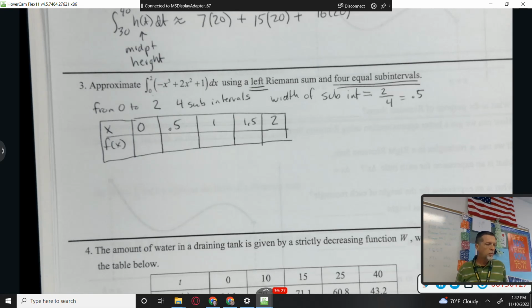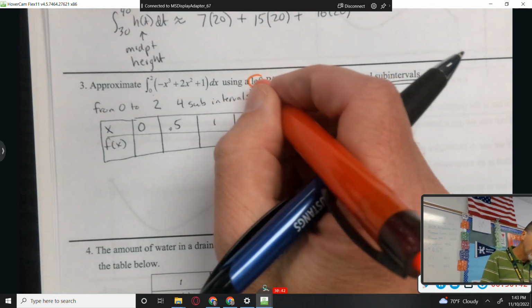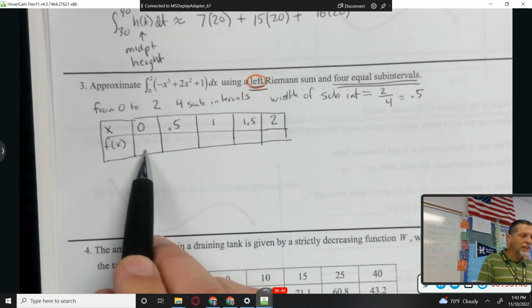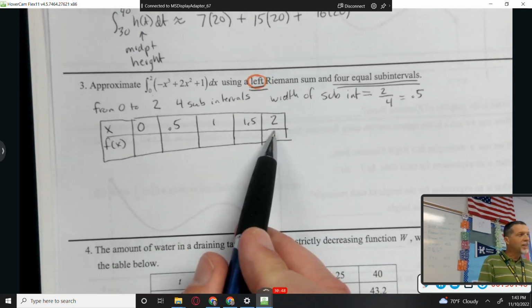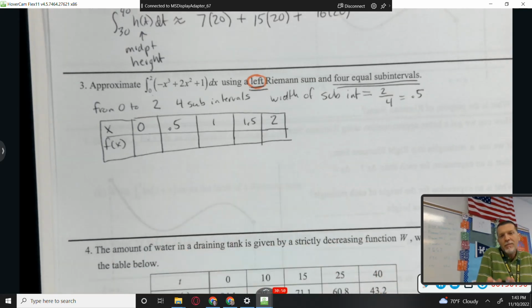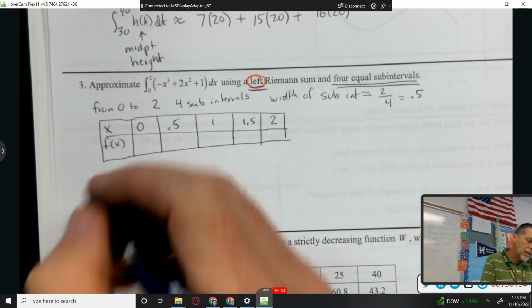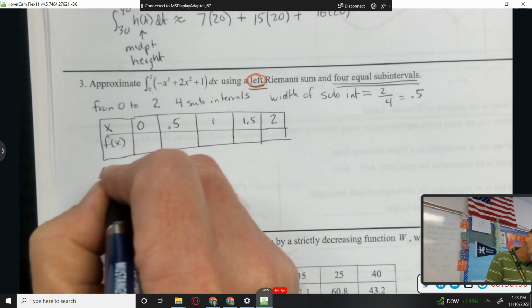So let's build our own table. Actually, we won't even have to fill in all of the blanks. Do you know which blank we'll be able to leave blank? 0. Well, if I'm going to do a left Riemann sum, you don't have to worry about here. I'm coming from the left, so I will need the height at 0. 2. I won't need the height at 2. I can fill it in, but I'm not going to need it because all my heights will be the left-hand heights. So let's find f of 0. That's an easy one.